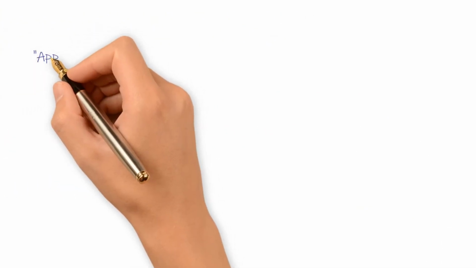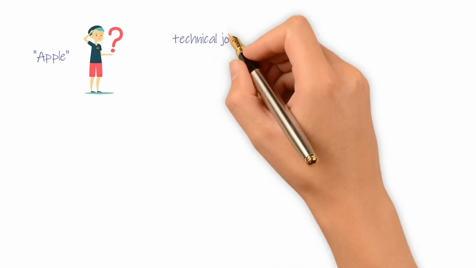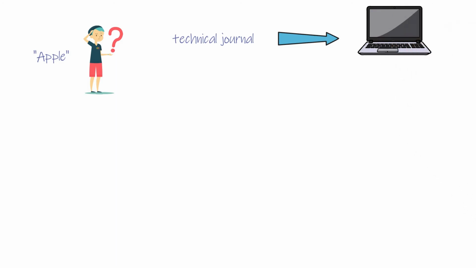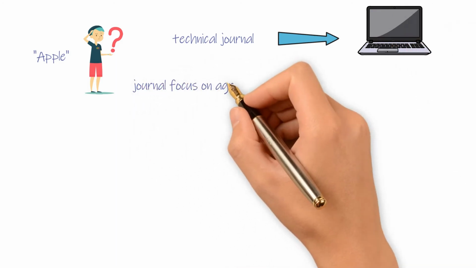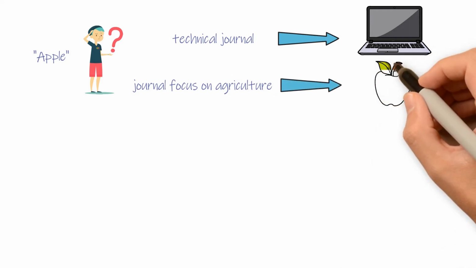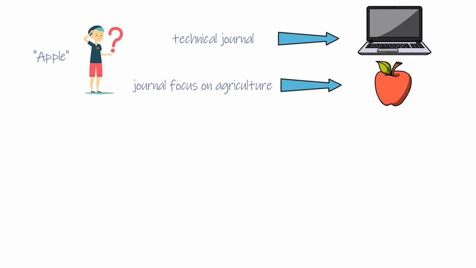If I show you the word apple, can you guess whether it's referred to the company or the fruit? Without any context, it's really hard to say, so maybe 50-50. But what if I told you that I found it in a technical journal? Then apple more likely referred to the company. And then I added that it's a journal focused on agriculture. Well, in that case, we must believe apple probably referred to the fruit rather than the company. See, under different conditions, probability changes.